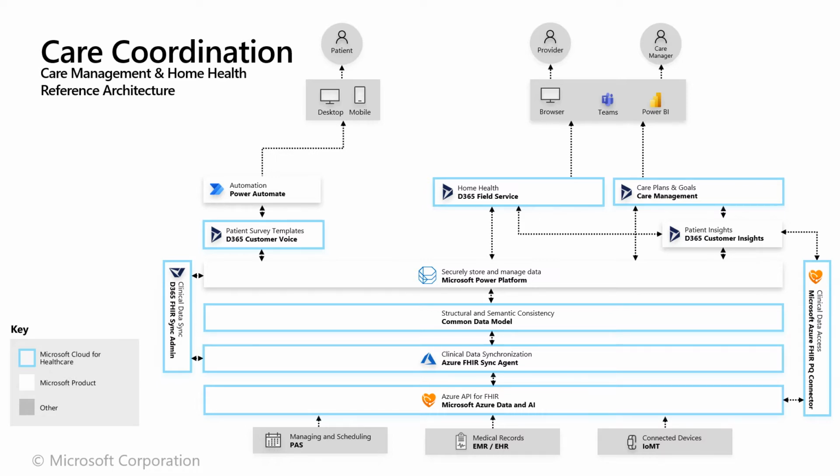In the overall architecture for Microsoft Cloud for Healthcare, the Azure API for FHIR together with the Azure FHIR Sync agent enables organizations that use data models based on the Fast Healthcare Interoperability Resources standards frameworks to simplify data synchronization between Azure and Microsoft Dataverse, powered by the Microsoft Cloud for Healthcare solutions in the Power Platform.